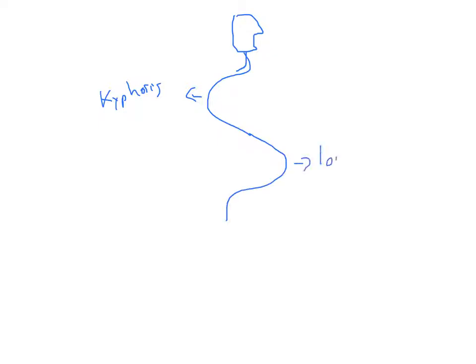Also recall the abnormal curvatures. From a lateral view, an abnormal thoracic curvature is called kyphosis. An abnormal lumbar curve is called lordosis. And remember, that's from a lateral view.